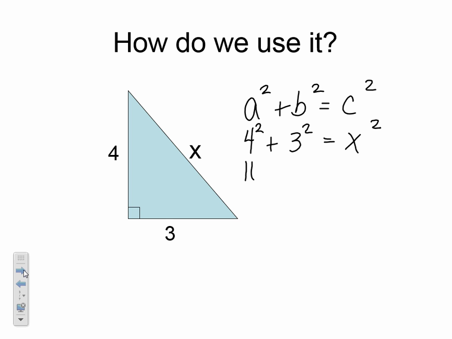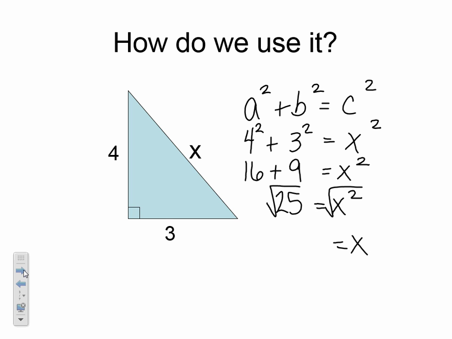4 squared is 16. 3 squared is 9. 16 plus 9 is 25. So 25 equals x squared. Now to get the x alone, I would square root, x equals, and we would put plus or minus 5. However, since we're talking about just a side of a right triangle here, the plus or minus is not necessary because you can't have a negative side of a triangle. So x would be 5 for us. So the missing side length of this triangle is 5.